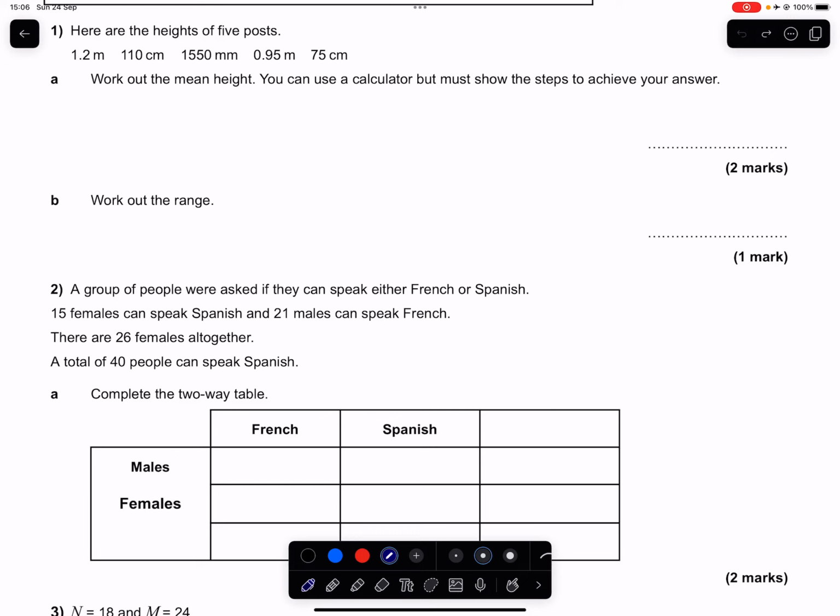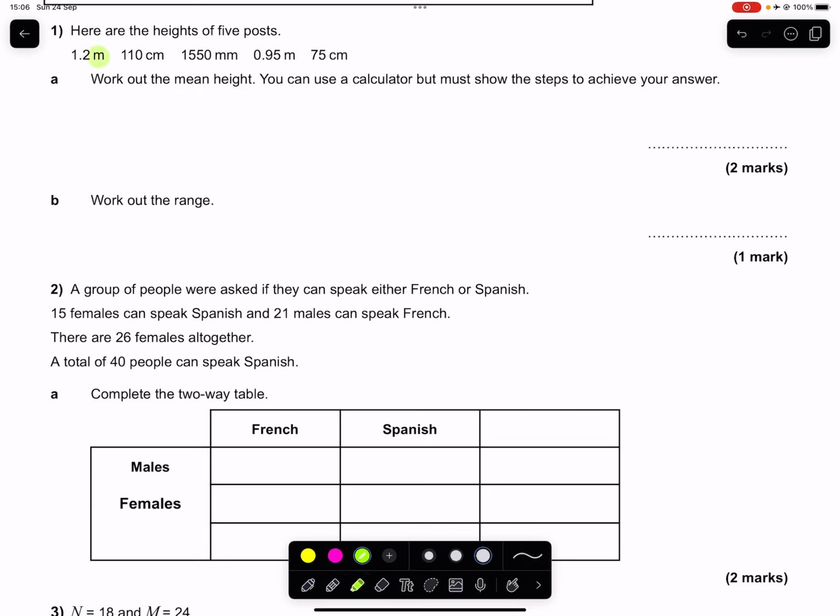Question 1. Here are the heights of 5 posts: 1.2 meters, 110 centimeters, 1,550 millimeters, 0.95 meters, and 75 centimeters. Now, before we do any calculation in order to figure out what the mean height is, we need to make sure that all of these units happen to be the same.